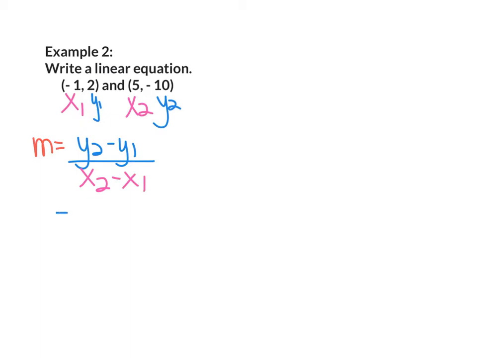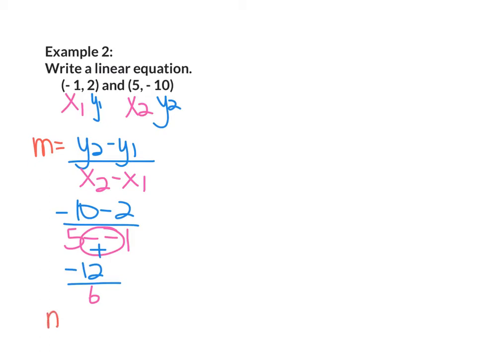So y sub 2 is negative 10 minus y sub 1, which is 2, all over x sub 2, which is 5, minus x sub 1, which is negative 1. So a negative times a negative will give me a positive. I have negative 10 minus 2, which gives me negative 12. And then I have 5 plus 1, which gives me 6. So negative 12 divided by 6 will give me a slope of negative 2.